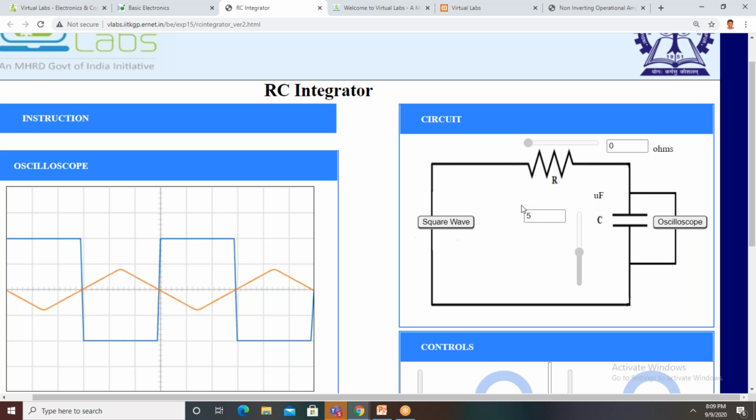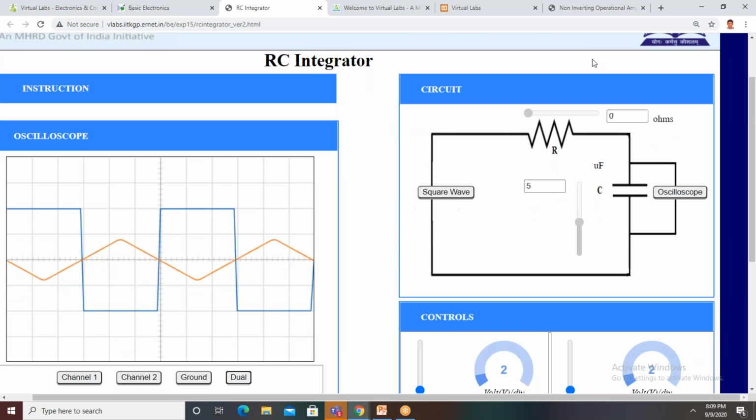It generates a triangle signal only when this RC is much greater than the time period of the input signal. This R into C is nothing but the RC network time period. RC is the time constant. If this time constant is much greater than the square wave signal time period, then only it generates a triangle waveform. That is the condition we have to satisfy. If RC is less than T, it is not a triangle wave.